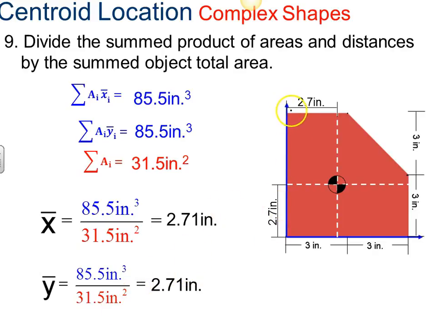So we go 2.7 inches from the y-axis, 2.7 inches from the x-axis. Draw a line. The centroid is at the intersection point. So does this shape have any lines of symmetry? The answer is actually no. This object is not symmetrical on the two sides of this line, or above and below this line.